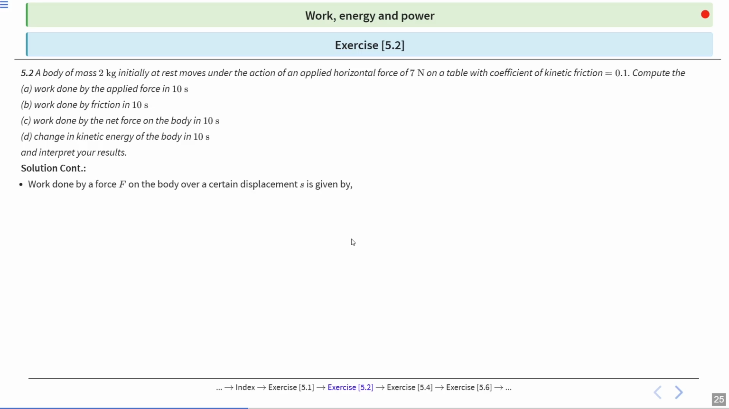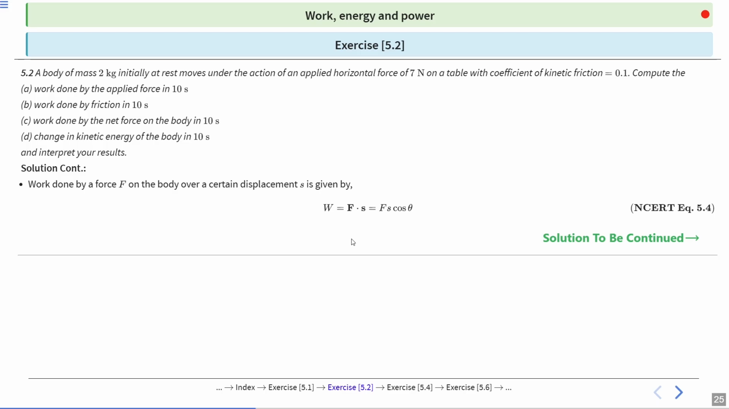Now, work done by the force F on the body over a certain displacement S is given by W is equal to F dot S. Here theta is the angle between force and displacement. So W is equal to Fs cos theta.